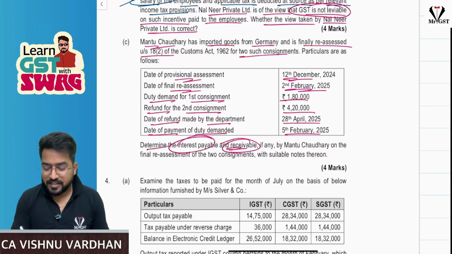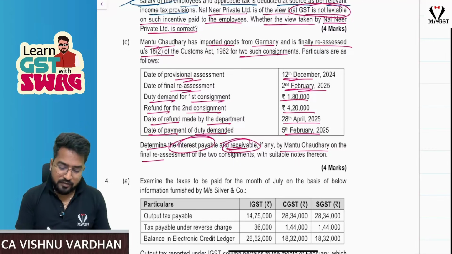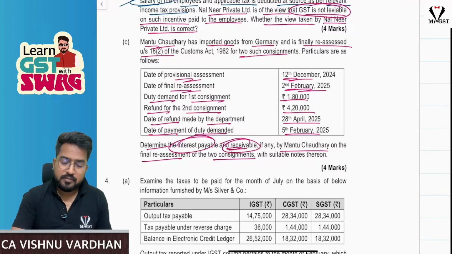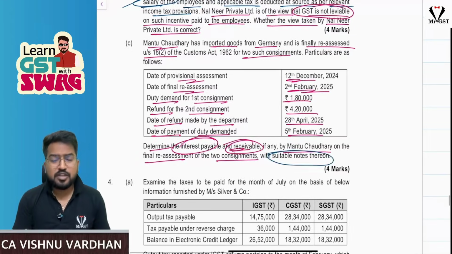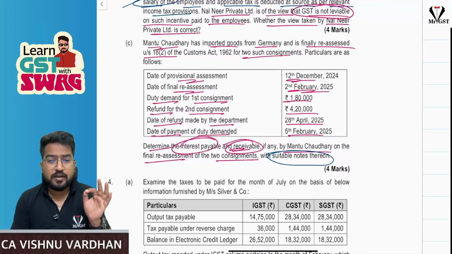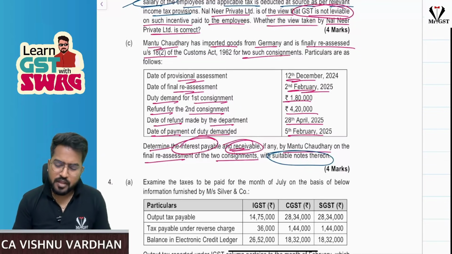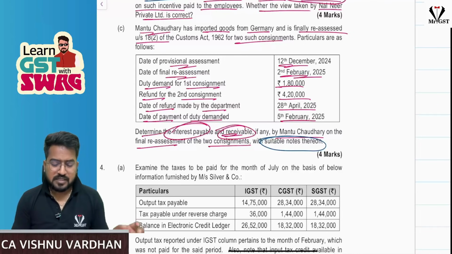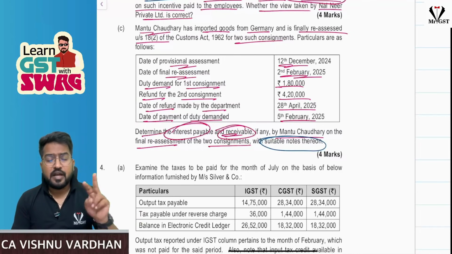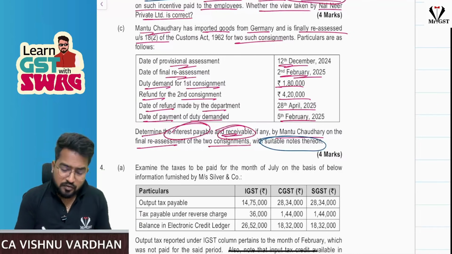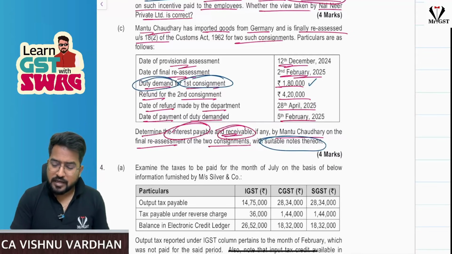That is important here, by Mantu Chaudhary on final reassessment of two consignments. Everywhere, understand, suitable notes should be there. You should have written them. Now, the provisional assessment has happened, sir, and then final assessment they have done. And in that, there are two consignments. For one consignment, sir, there is a demand that is 1,80,000.